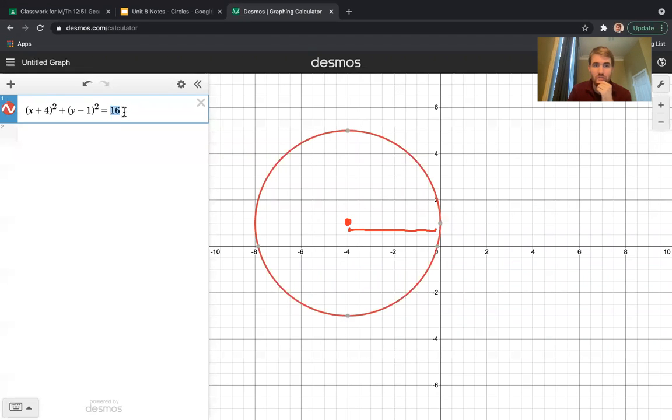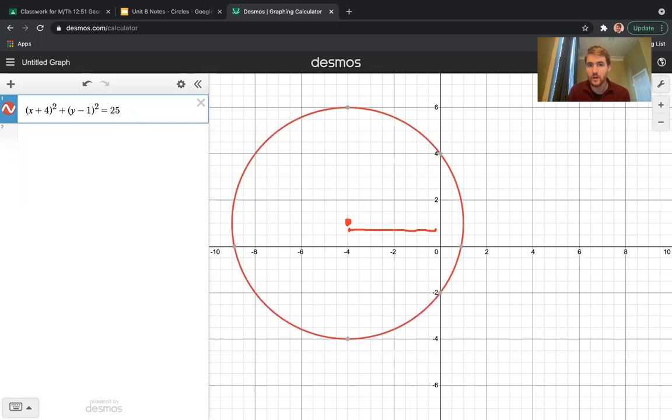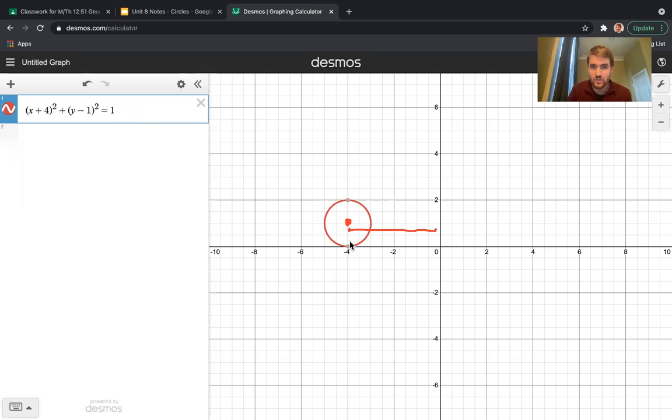But let's say I wanted the radius to be 5. Well, then I would need to put 5 squared here. So I do 25. What if I wanted it to be 1? I'd put 1 squared here, which is just 1. Now this circle has just a radius of 1. So lots of cool things you can do with that.